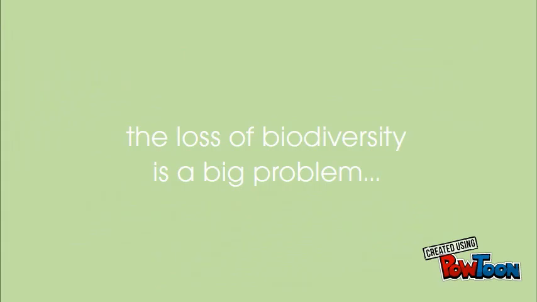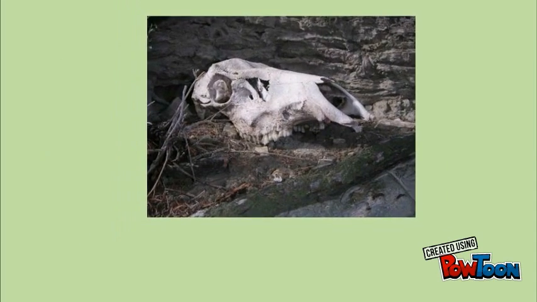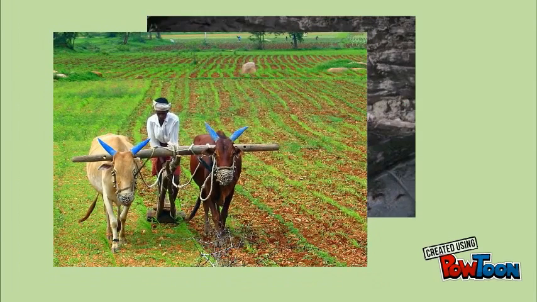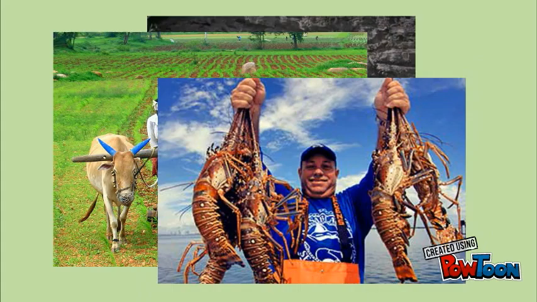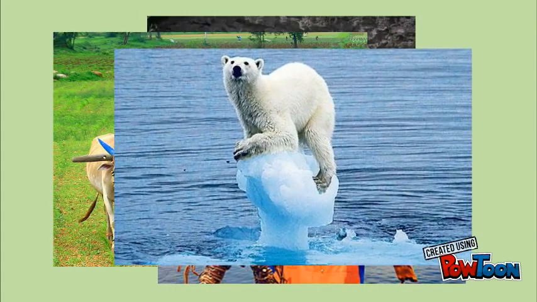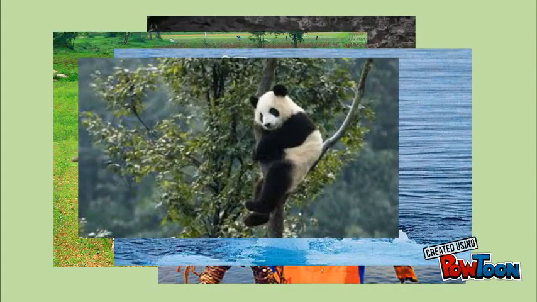The loss of biodiversity is a big problem. When species become extinct, they threaten the livelihoods of those depending on the health of the ecosystems, such as farmers and fishermen. Not to mention, losing biodiversity means losing beautiful plants and animals, and losing sight of nature.